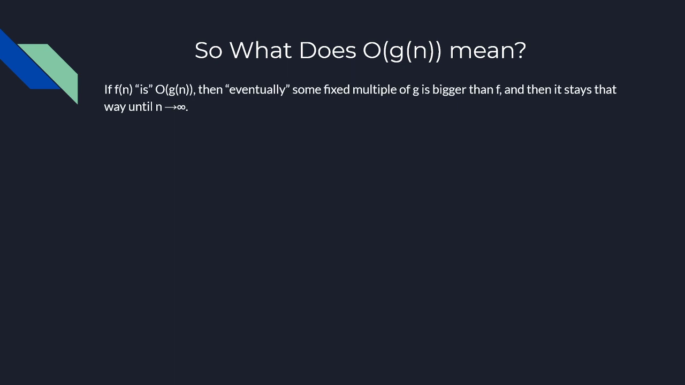Anyway, let's talk about the mathematical definition of Big O. We can do some like for all blah there exists a blah such that blah blah blah, but I think the best way to say it is: f of n is big O of g of n if eventually some multiple of g is going to be bigger than f, and it's going to stay that way forever.